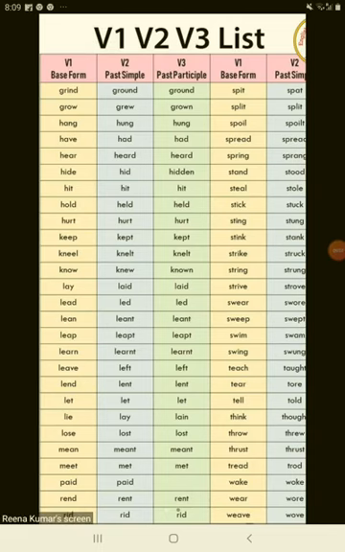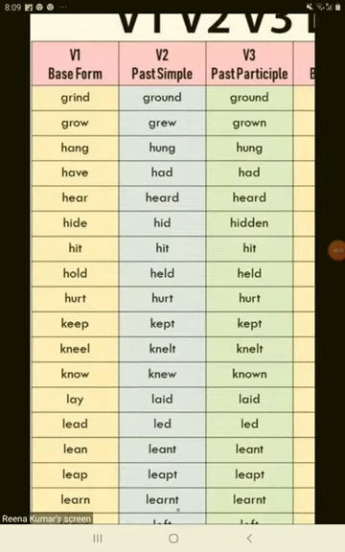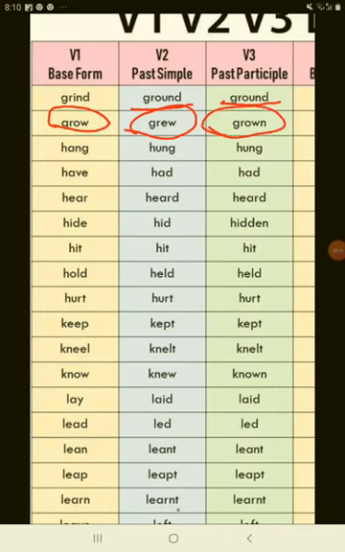The first verb we have here is grind. How is it changing into simple past? Ground. Then you come to grow, which is the base form. Now past, grew. So the tree grew in the backyard. I had grown taller. See how this is being changed.